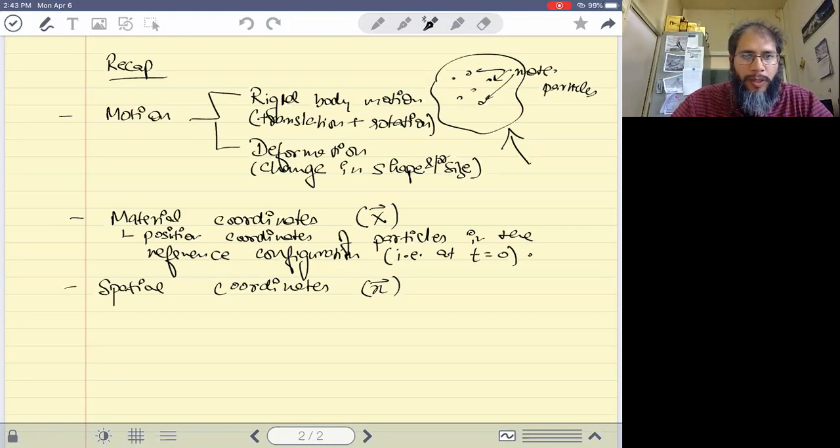So depending on the spatial coordinates as well as a given current time, you will have a certain particle sitting on that spatial coordinate. The spatial coordinate system is a coordinate system which is fixed to the room or to the space.